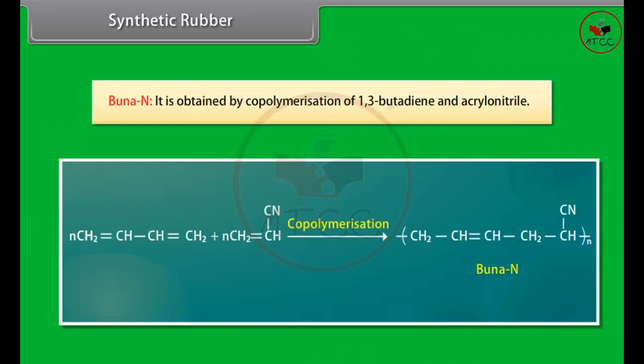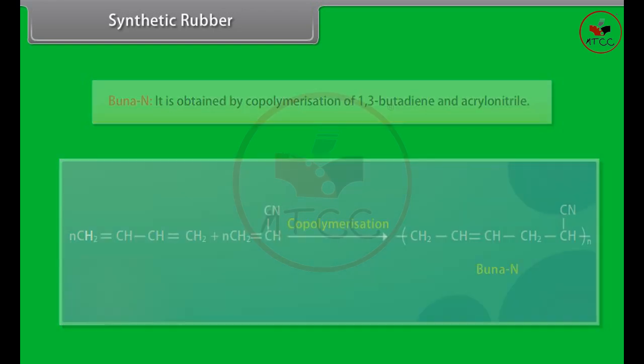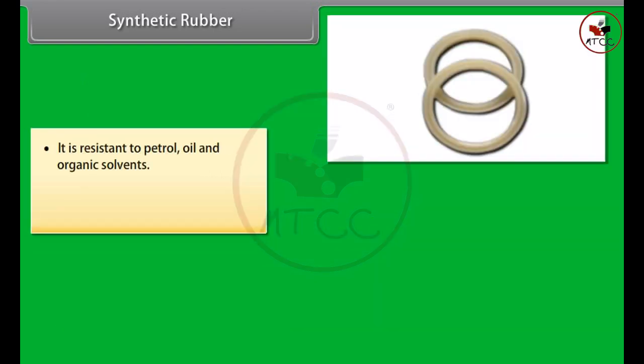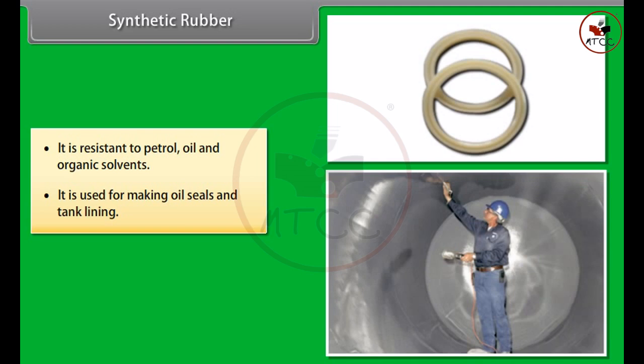Buna N. It is obtained by copolymerization of 1,3-butadiene and acrylonitrile. It is resistant to petrol, oil and organic solvents. It is used for making oil seals and tank lining.